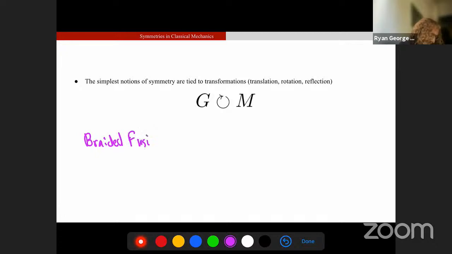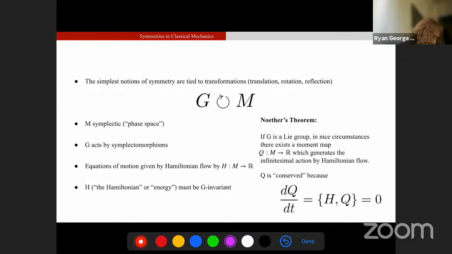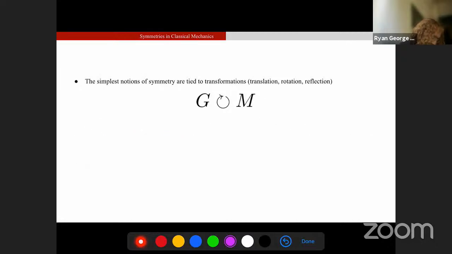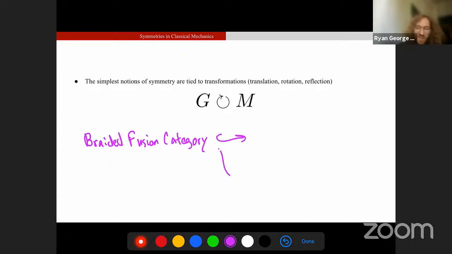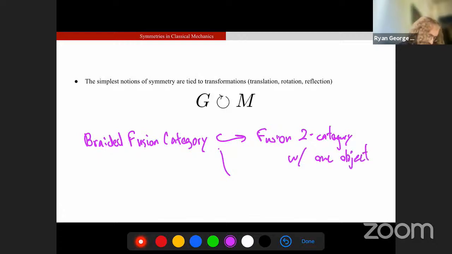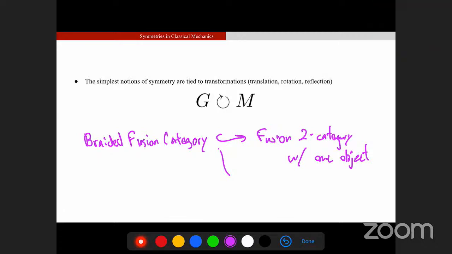Yeah, I was trying to write something here: if you have a braided fusion category, this actually defines for you something like a fusion 2-category with a single object. So like Dominic is saying, the lines of the topological theory act on itself as a symmetry, and in some sense they're spontaneously broken, and that explains the degeneracy. Good. So I'm happy with that.